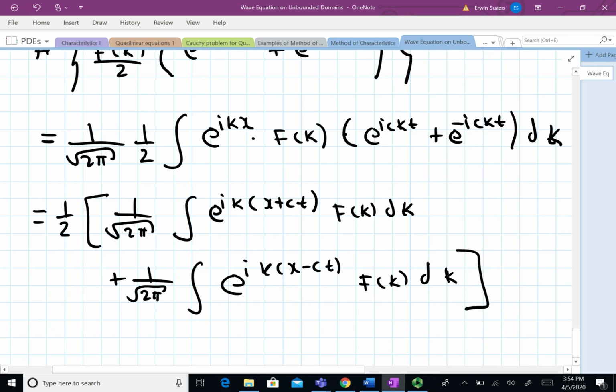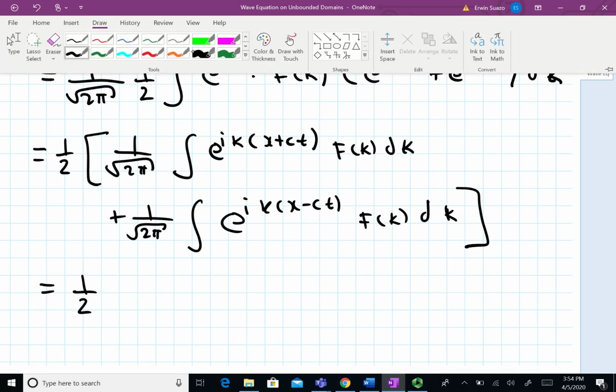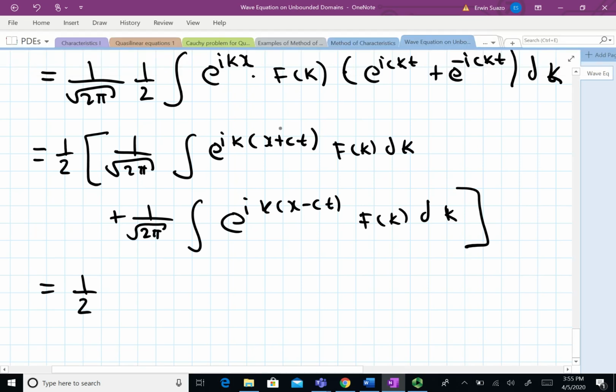Okay, but by the definition of the Fourier transform or the inverse Fourier transform, you see this is pre-calculus, so you can stop your video and tell me what you think this is going to be using the definition of the Fourier inverse transform. So stop the video. So now you're back.